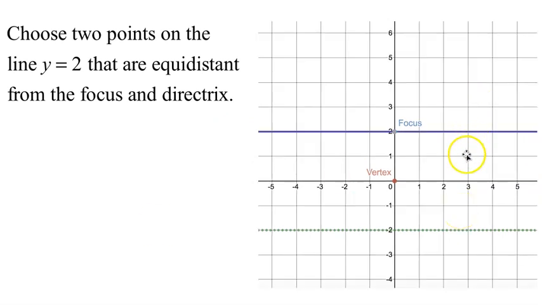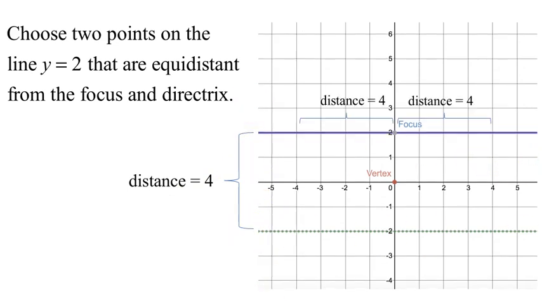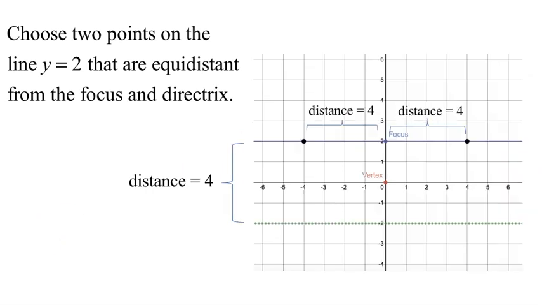Any point on this line is 1, 2, 3, 4 units from the directrix. So I also need to have a point that is 4 units from the focus. 1, 2, 3, 4 units this way, 1, 2, 3, 4 units that way. So again, you can see it. Here's our distance of 4. Distance of 4 from the directrix to any point on that line. So I need a distance of 4 from the focus also on that line, which will put the point at 4, 2, and it'll put the point at negative 4, 2. So those will be points on my parabola.